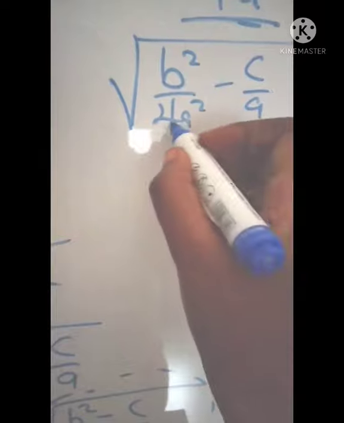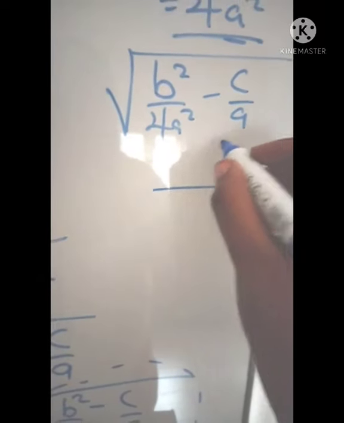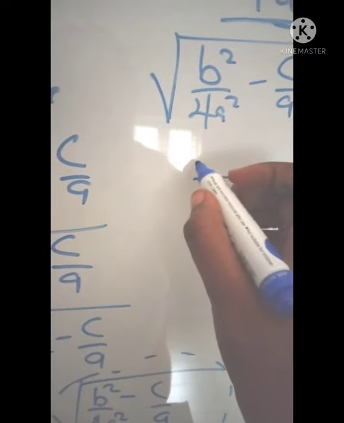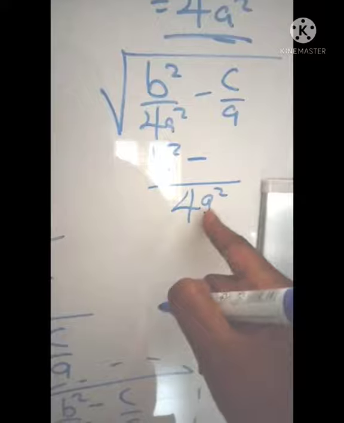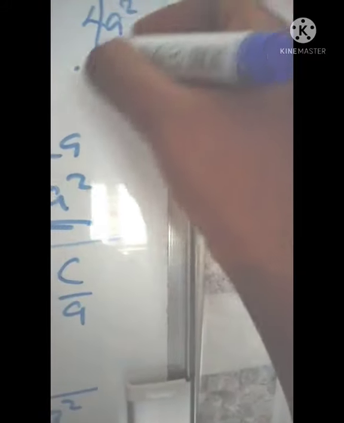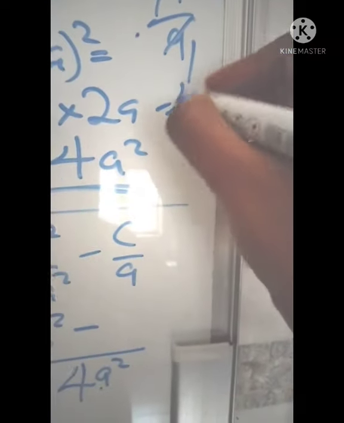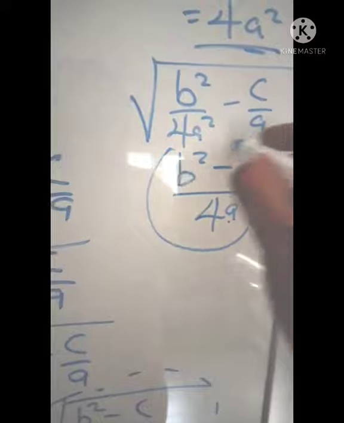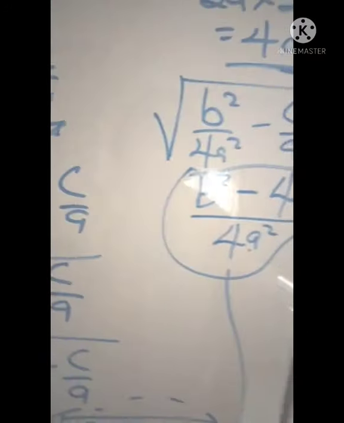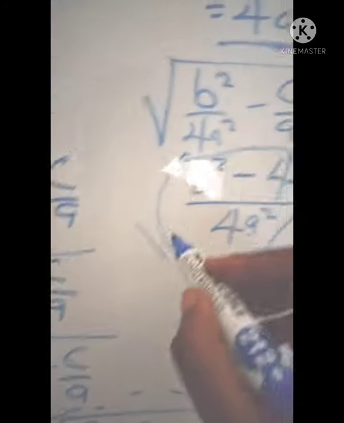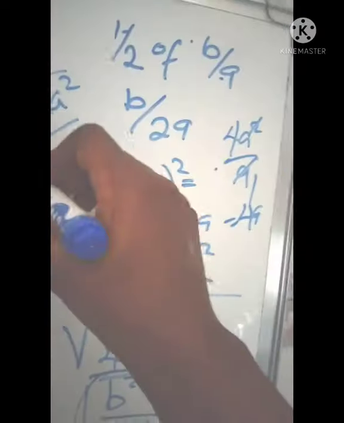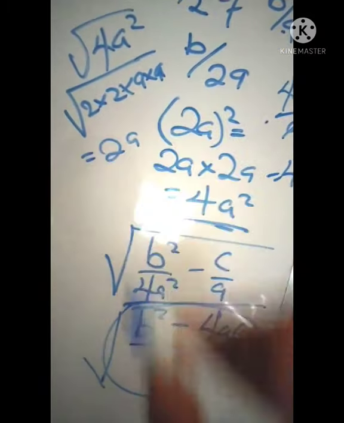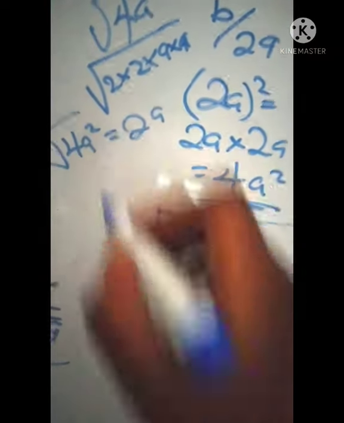Right? So first of all, let's find the LCM. The LCM of 4a squared and a is what? 4a squared. So this divided by this will give us 1. 1 times b squared will be b squared. This divided by a: 4a squared all over a, a will cancel out, giving us 4a. So we'll have 4ac. Right? So we'll take this value down here. Remember, we're going to find the square root of this. a times a, right? So the square root will leave us with what? 2a. The square root of 4a squared is 2a.